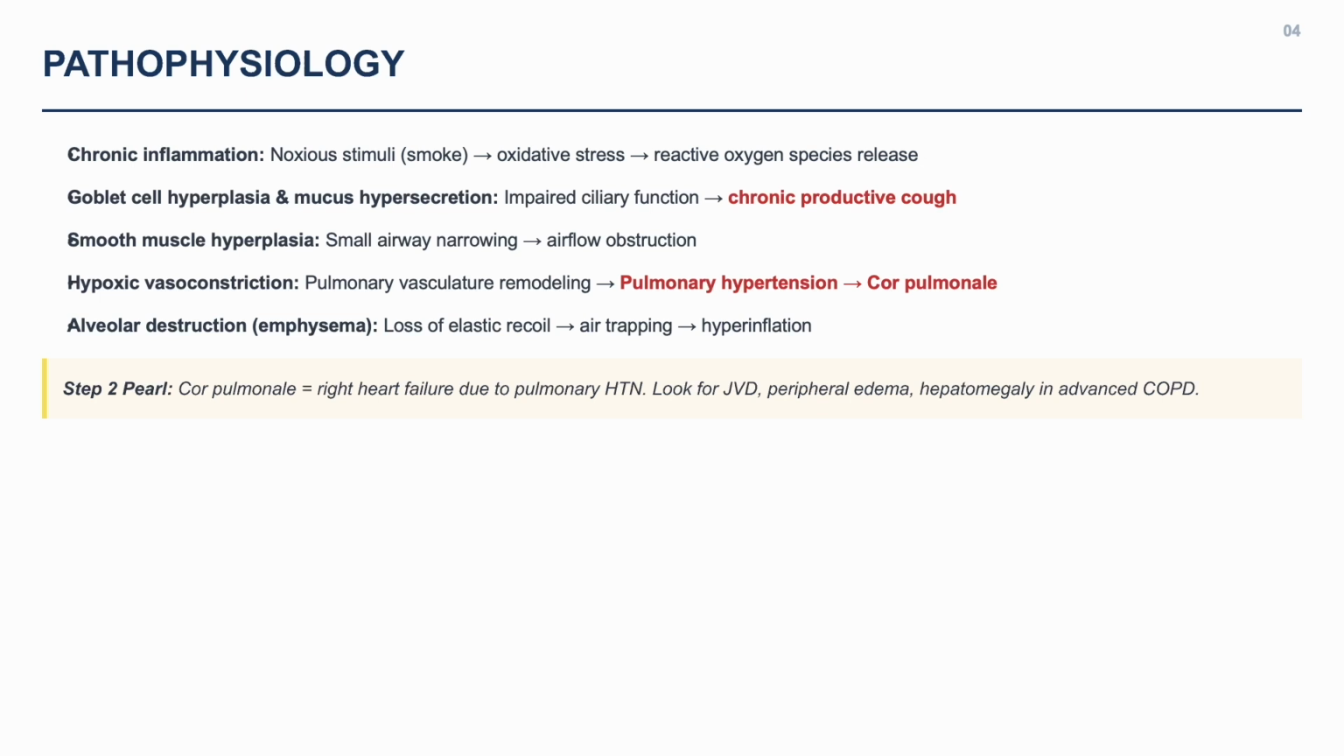The Step 2 pearl: cor pulmonale, right heart failure from pulmonary hypertension, presents with JVD, peripheral edema, and hepatomegaly in advanced disease.